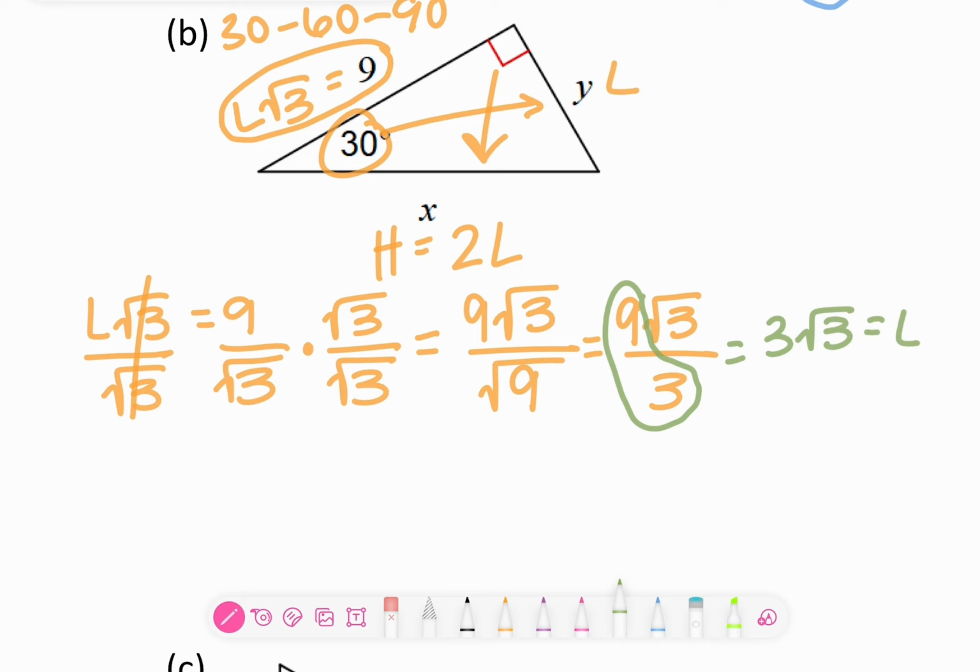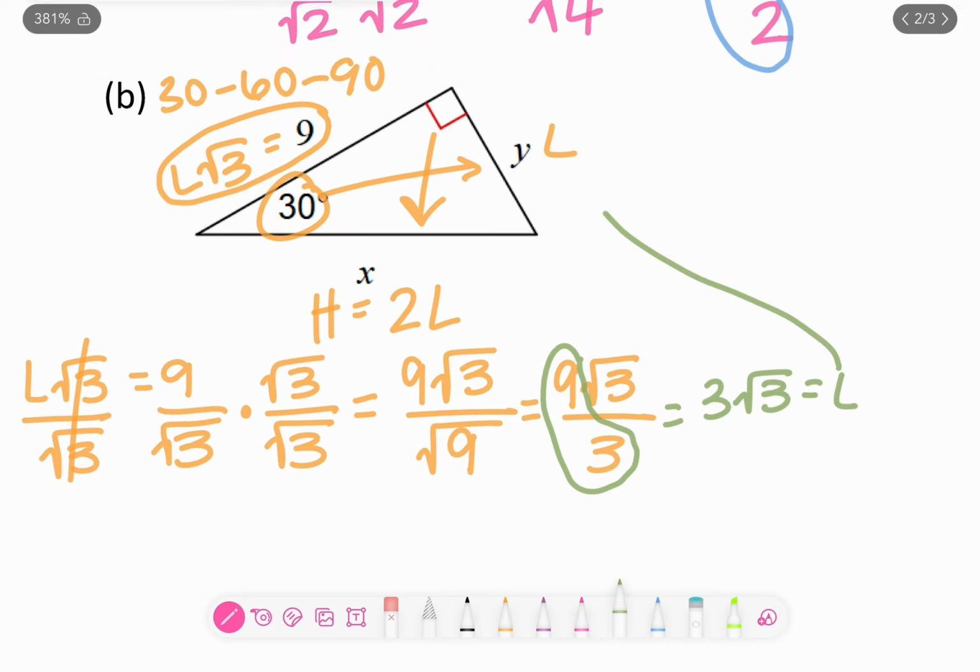That's our shorter side. Well, L is going to be y. So that means that y is 3 square root 3.